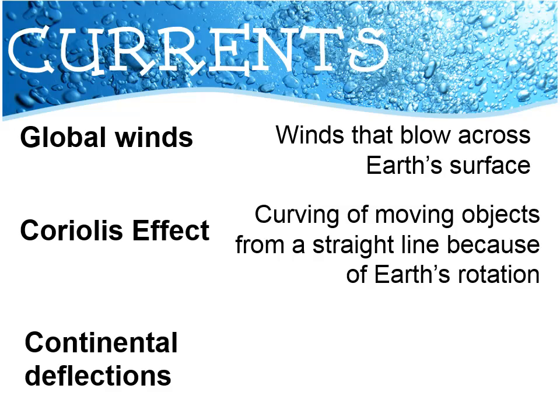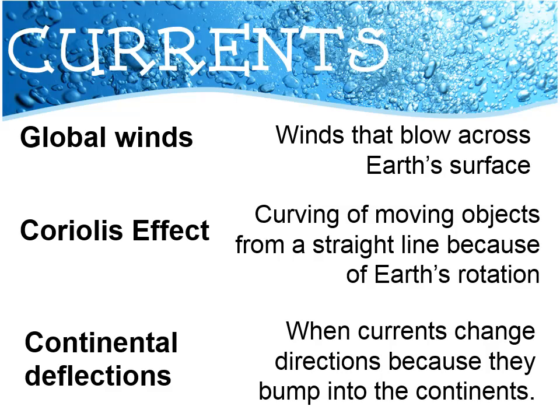And then finally, continental deflections is when the currents change directions because they bump into the continents, almost like they're playing bumper cars with the continents. And if you've ever been in a bumper car, you've seen that happen, where you're going in one direction and then you hit a car or a wall and it causes you to change directions. So all 3 of these things affect these surface currents that are on top of the water.